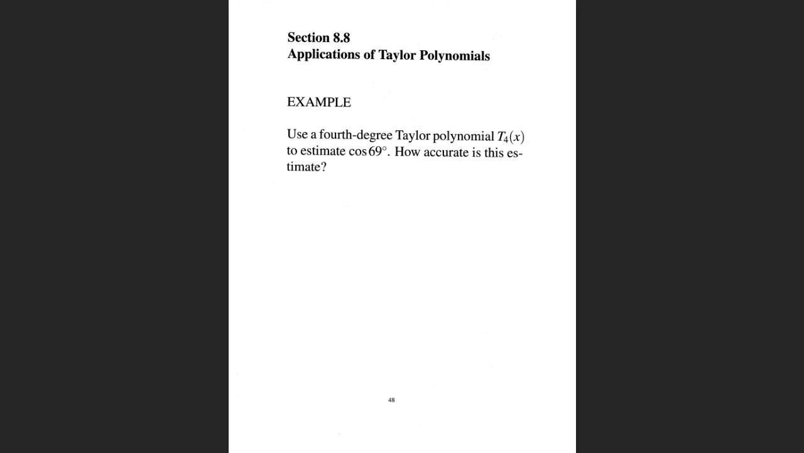So this problem's a little different, because if we compare it to the other problem we did in section 8.8, what are we not given regarding this fourth degree Taylor polynomial? What are we not given here?